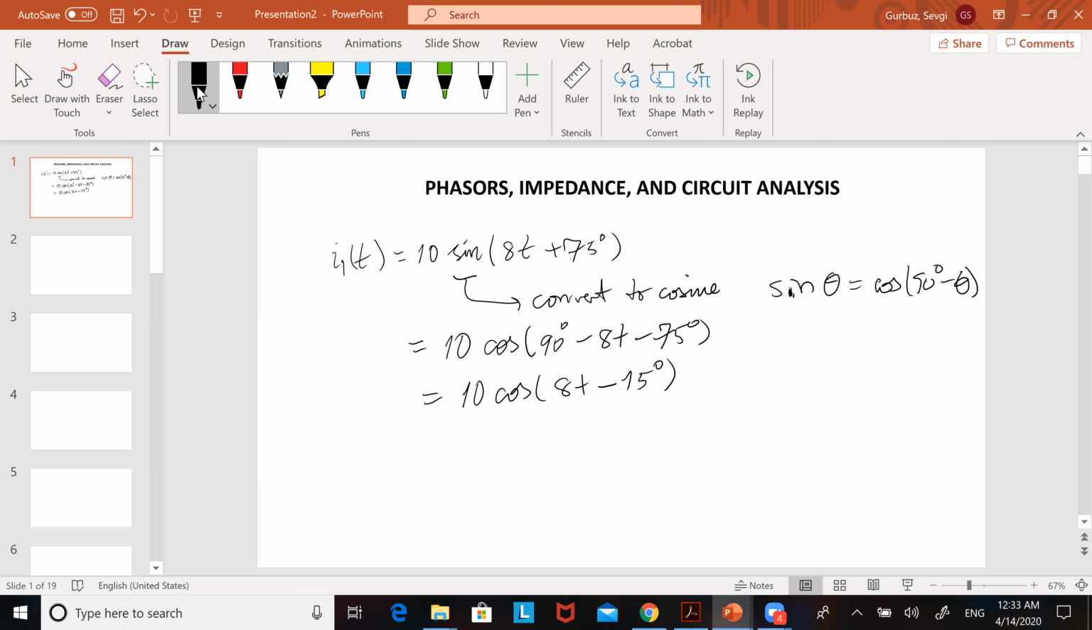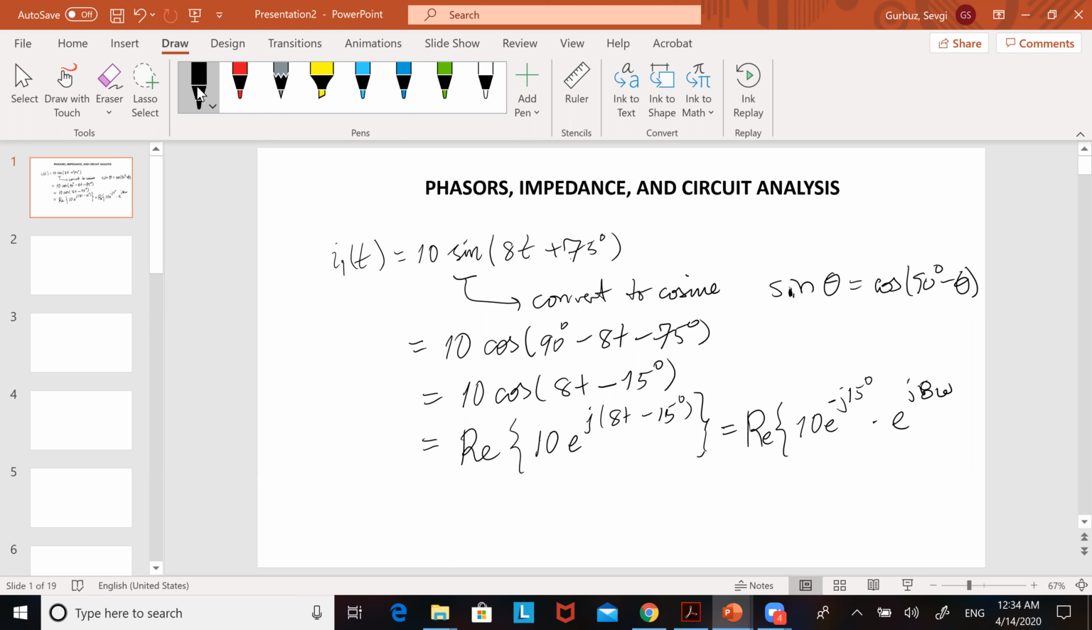Now, if we apply Euler's rule on this, remember that the cosine is the real component of a generalized complex variable. So we would write this as the real component of 10 times e to the j (8t minus 15 degrees). And now I'm going to separate out the frequency dependent component. The frequency dependent component would be the 8t term, because that depends on time. And I would write this as the real part of 10 times e to the minus j 15 degrees times e to the j 8t.